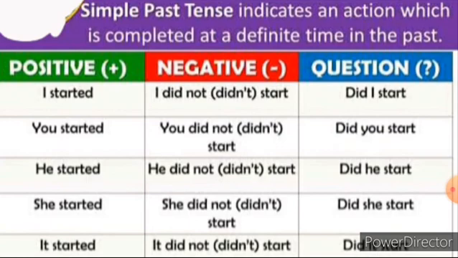Did I start? Here you should not add the word not in the interrogative form. If you add not, the entire meaning will be changed. So you should not add the negative word not. It should begin only with the question word. Did I start? Did you start? Did he start? Did she start? Did it start? Likewise, you have to change the negative into the interrogative form, or the question form.